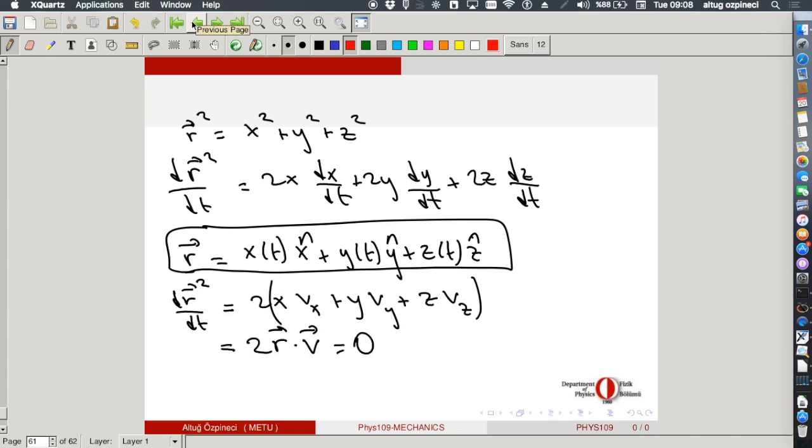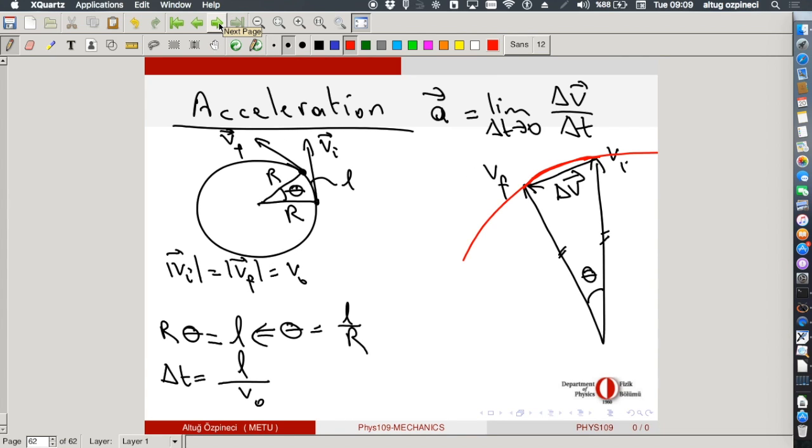In the case of non-uniform circular motion, of course v will change, but this just shows me that its magnitude will change. Its direction will again be always perpendicular to the radius vector. Okay, any questions on this part?